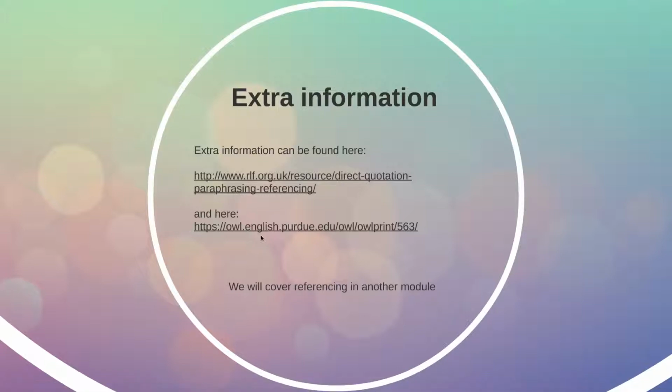We will cover referencing in much more detail in another module, but the key things I'd like you to take from this is that when you're researching, you need to take a note of the information you found and where you found it. You need to think about how you're going to present that information. You need to evaluate your source for bias and make sure you read some nice solid key texts. And most of all, I'd like you to enjoy it.